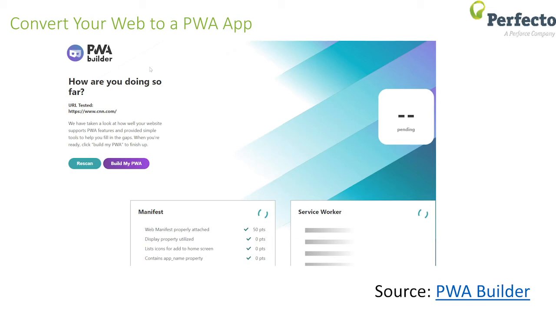In this example here, I just took CNN.com, which was not progressive, and I click on build my PWA. Obviously, as a developer, I have access to all of the sources behind that, and I can do much more. I was just trying to emphasize that it's really not that hard to do or to progress your website forward, and this can create for you a manifest file as well as a service worker.